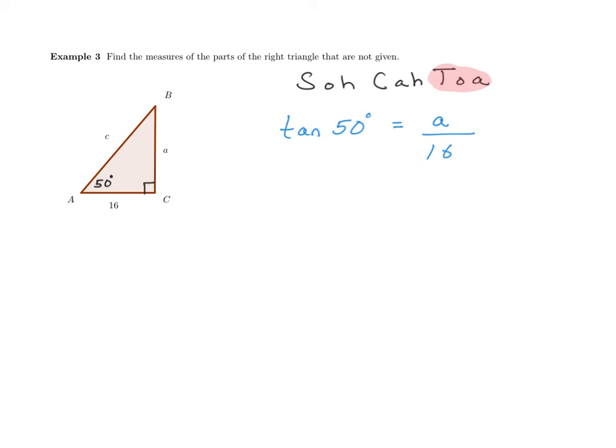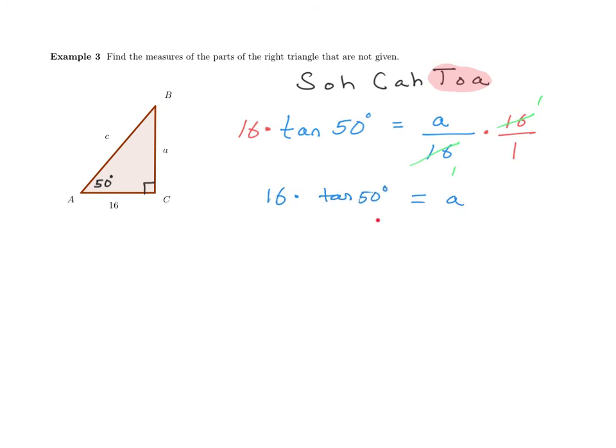I'm going to multiply both sides by 16 to get A by itself. So on the left, that is 16 times tangent of 50 degrees. On the right, I'll multiply by 16, I guess technically 16 over 1. The 16s cancel to give you 1. This entire side is just A, the thing that we're looking to solve for. On the left, we have 16 times tangent of 50 degrees.